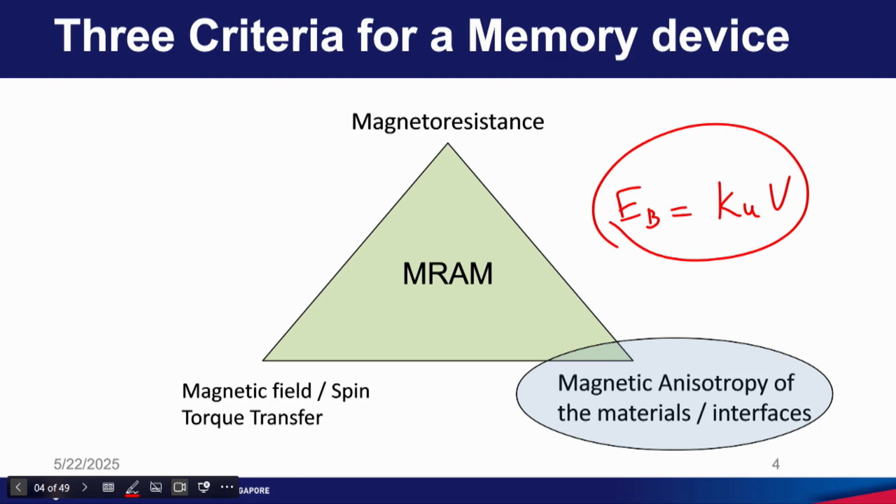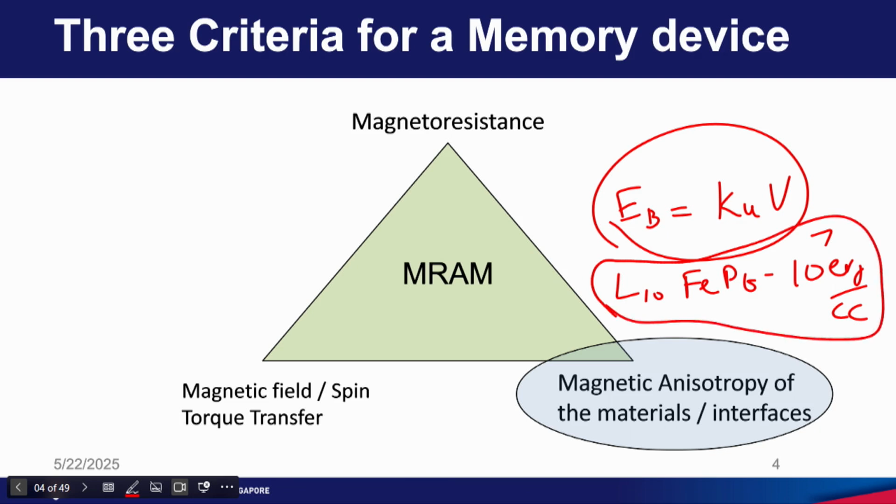So, this Ku can come from materials. For example, you take iron platinum, L10 iron platinum. This material has anisotropy of the order of 10 power 7 erg per cc. It comes from the magnetocrystalline anisotropy. So, it is a material property. On the other hand, if you take say cobalt platinum multilayers, here the anisotropy is coming from the interfaces.